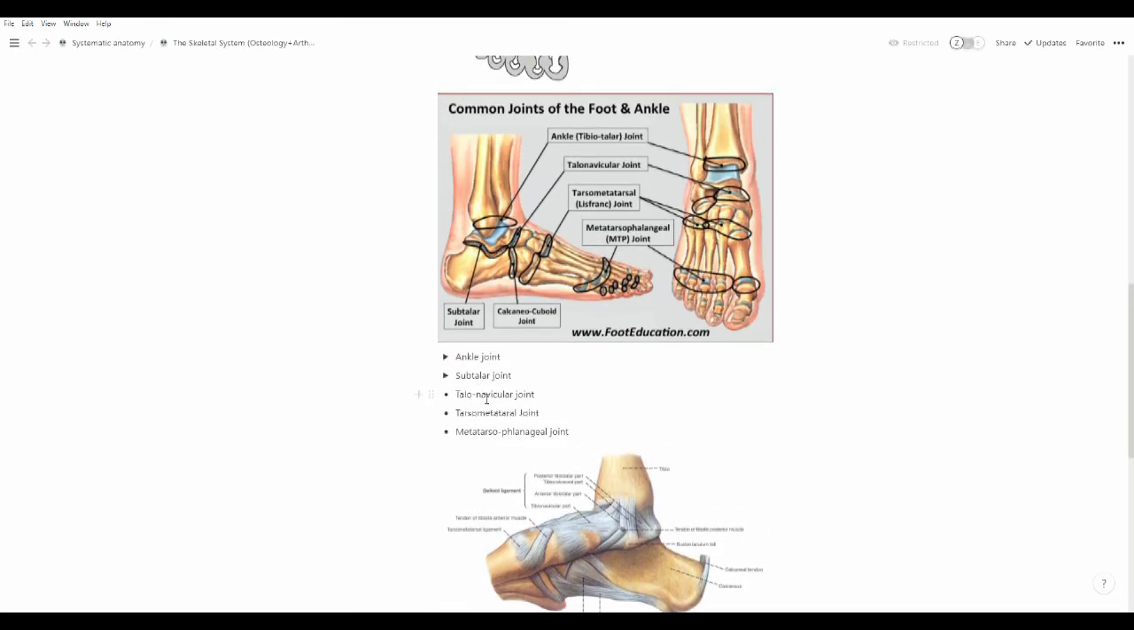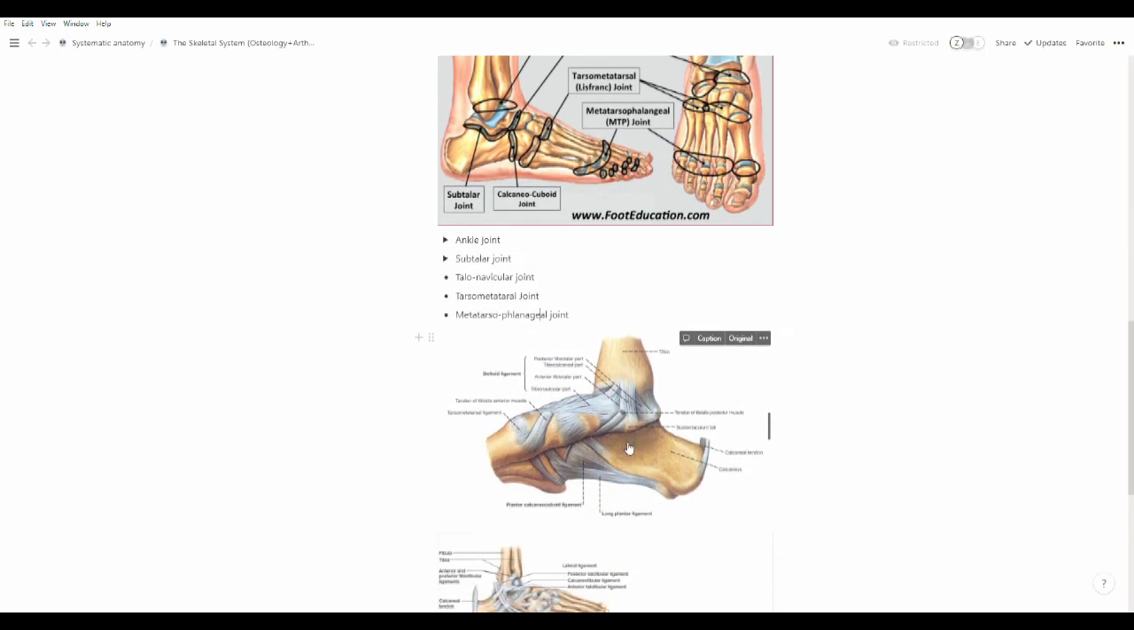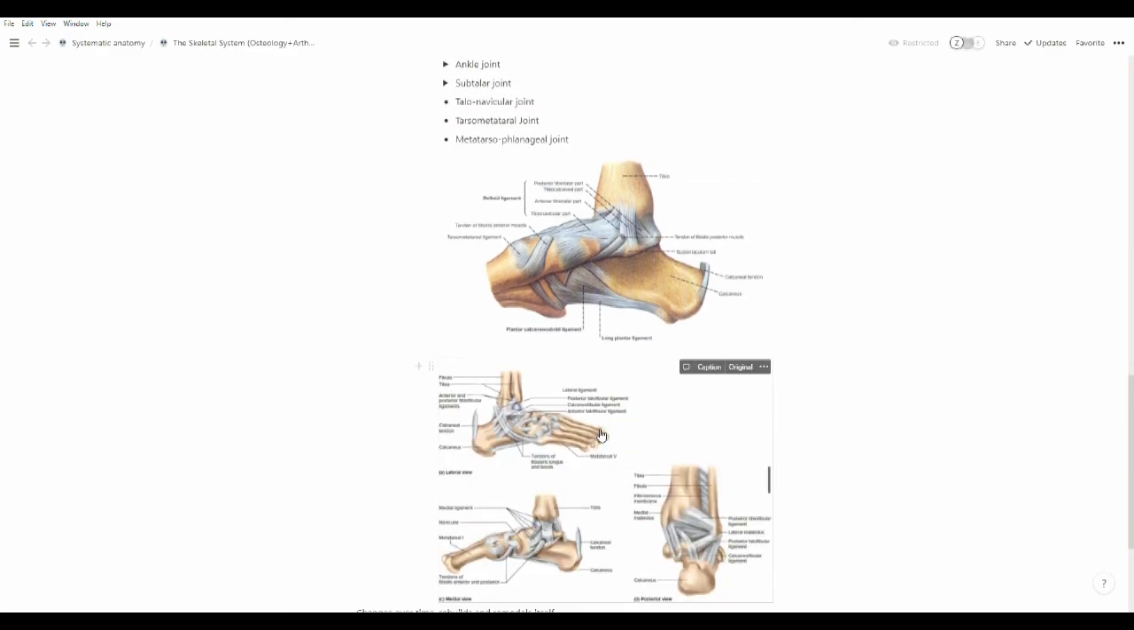Those are other joints that I've already covered. And here's another view of the foot. If you look at it from the side, those are all ligaments that you need to keep in mind. I'm not going to talk about the ligaments much. Just keep them in mind.